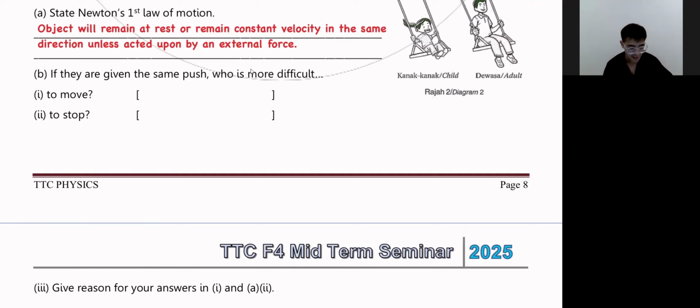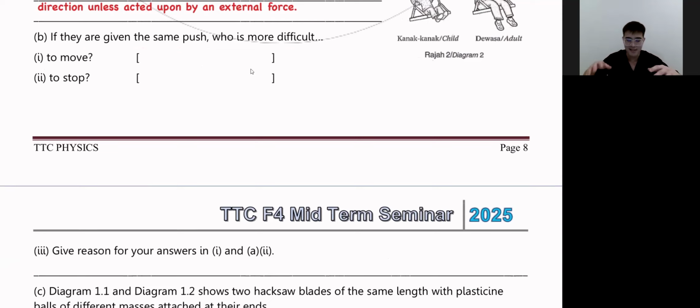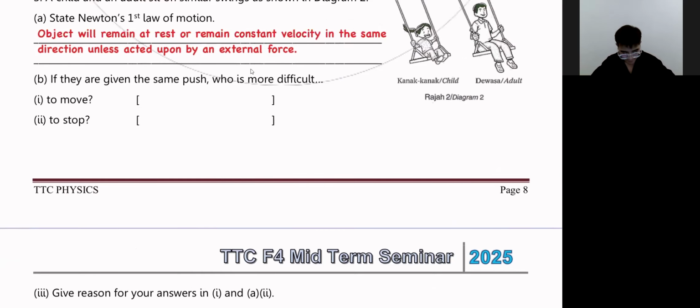Now, the next one. If you look at question B, the question asks, if they are given the same push, that means if you apply the same force to the child and also to the adult, who is more difficult to move? Which one do you think? Is it the child or the adult that will be harder to move when you push them with the same force? The adult. The adult will be harder to push. Why? Because the adult is heavier.